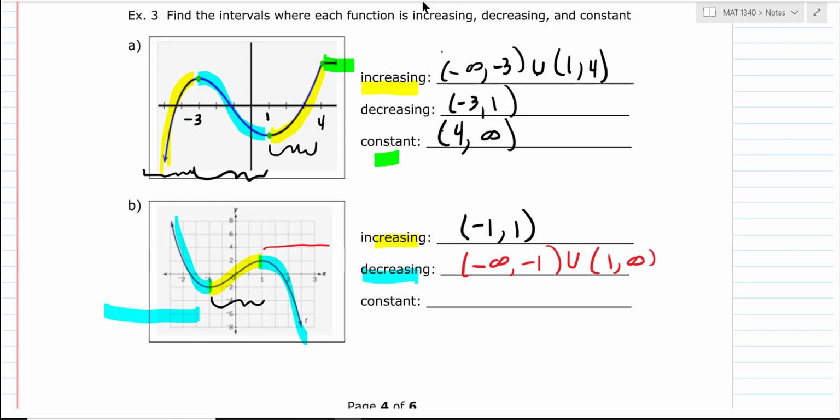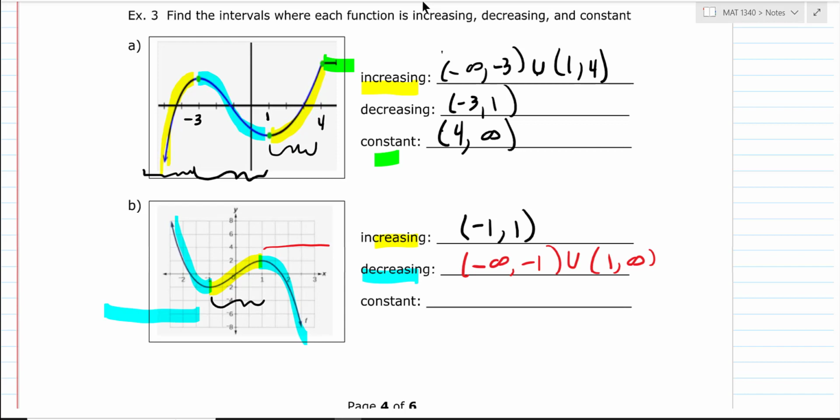Okay, so again, look at the x values. Here's where you're going up the roller coaster, -1 to 1. Going down from negative infinity until you get to -1. Then starting at 1 when you're at that high point, then you're going downhill again like that.